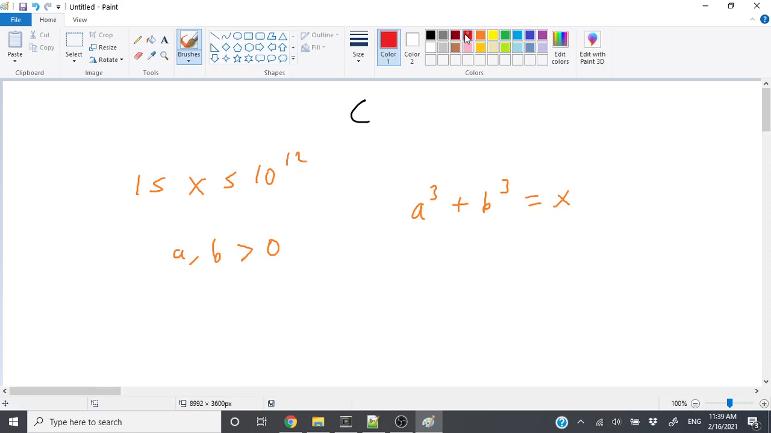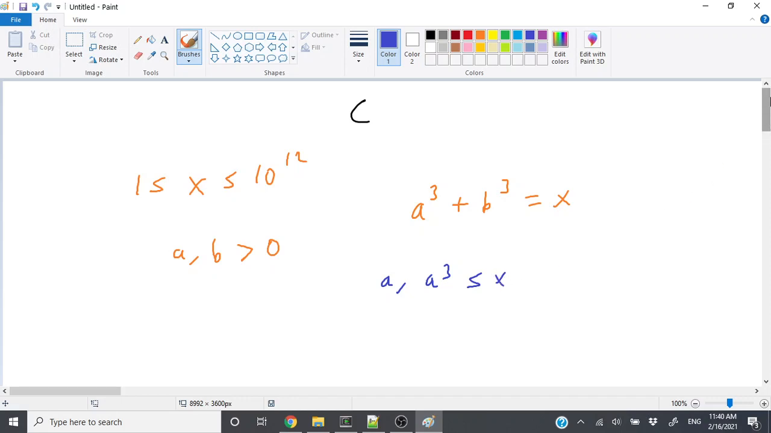So 10 to the 12th is important. It means we can't just iterate over a. But actually it turns out we can. Because consider when a cubed is greater than x. Then no matter what, because b cubed has to be positive, there's nothing we can do to counteract this. We're sort of just screwed. There's no possible b when a cubed is already bigger than x. So therefore we only have to consider a where a cubed is less than or equal to x.